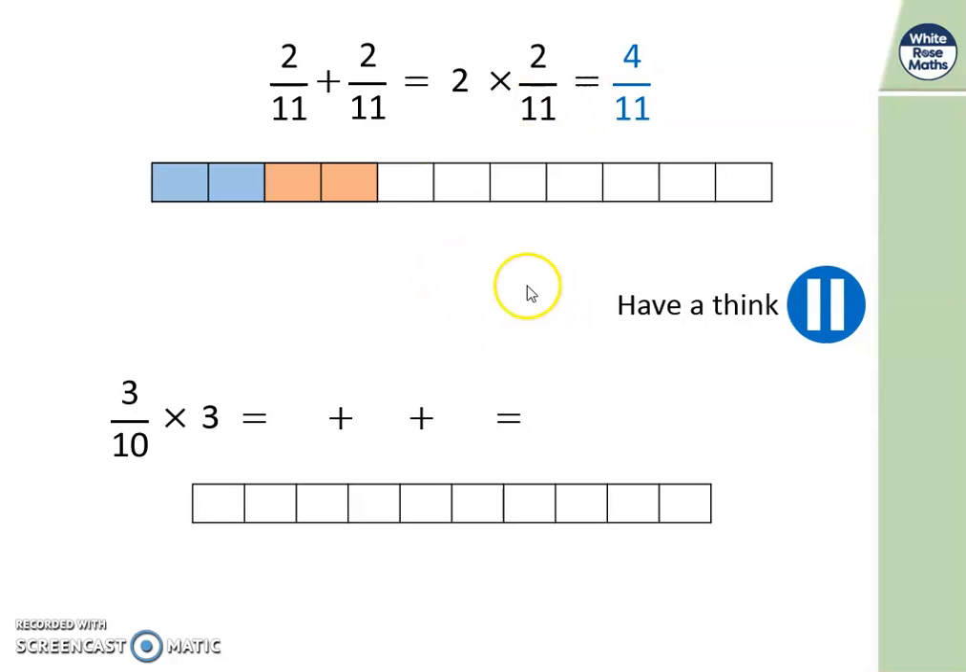Pause the video and have a go at this one. You can see the bar is split into tenths, and we need to group them in 3/10, and I need them 3 times. Think what addition, repeated addition, would be here, and what will the answer be? You have a go. Let's see how you did. Here's 3/10, and 3 more tenths, and 3 more tenths. You can see here I have 3/10 3 times. So I have 3/10, add 3/10, add 3/10, and that makes 9/10. Well done.